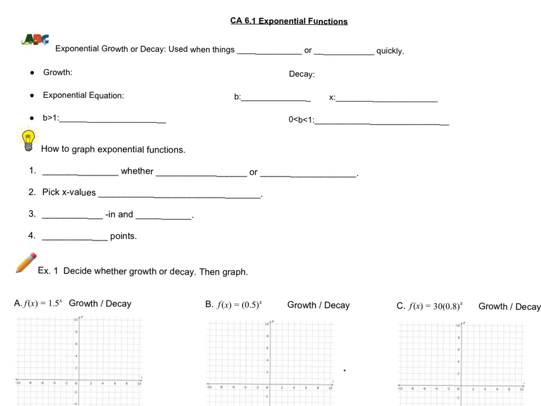Exponential growth or decay is used when things grow or die quickly. A growth graph will look like this. A decay graph will look like this.